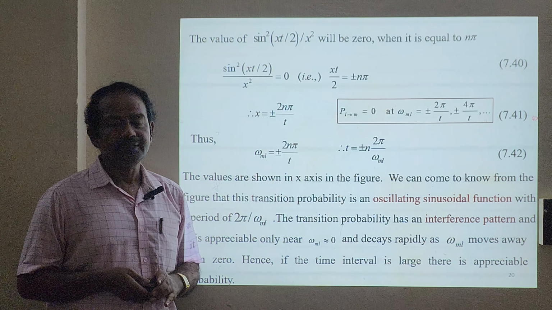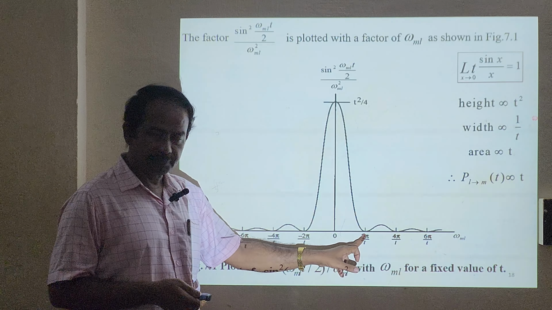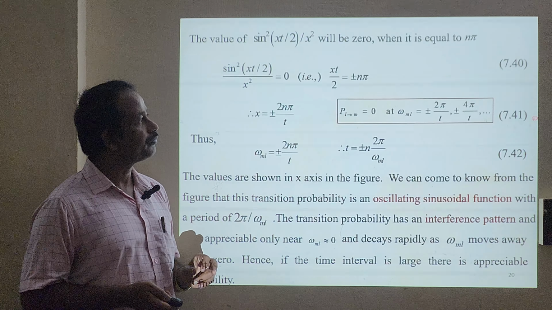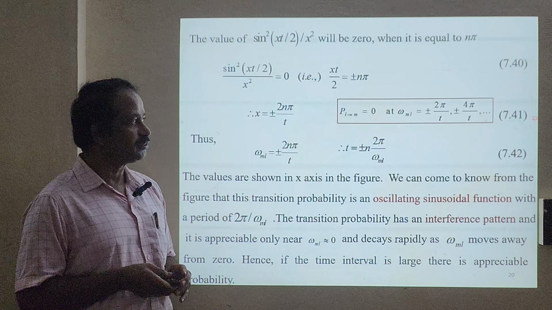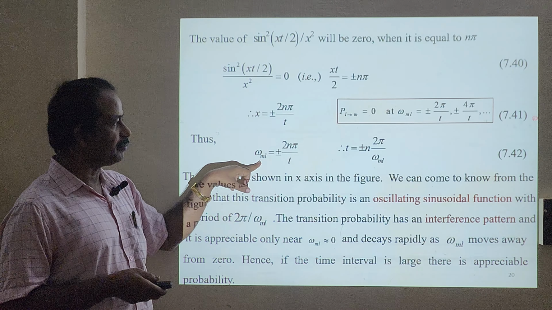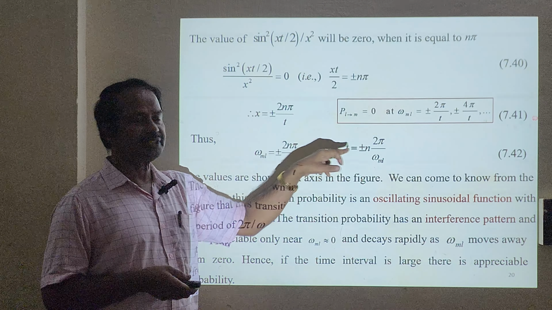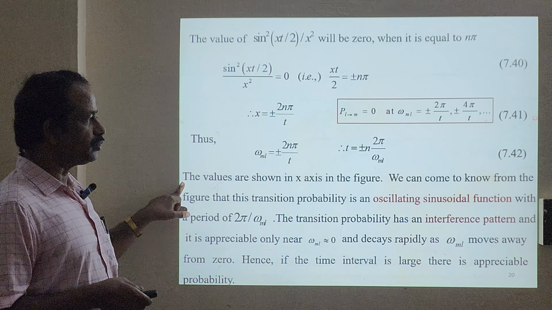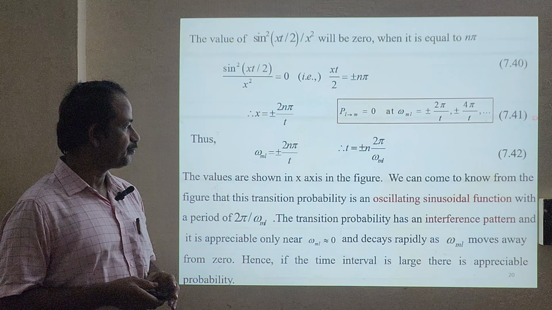It implies that the transition probability in the curve is equal to 0 at these values on either side, when omega ml equals plus or minus 2 pi by t, plus or minus 4 pi by t, and so on. So we have omega ml, that is x, equal to plus or minus 2n pi by t, which can be expressed as t equals plus or minus n times 2 pi by omega ml. These values are shown on the x-axis in the figure.